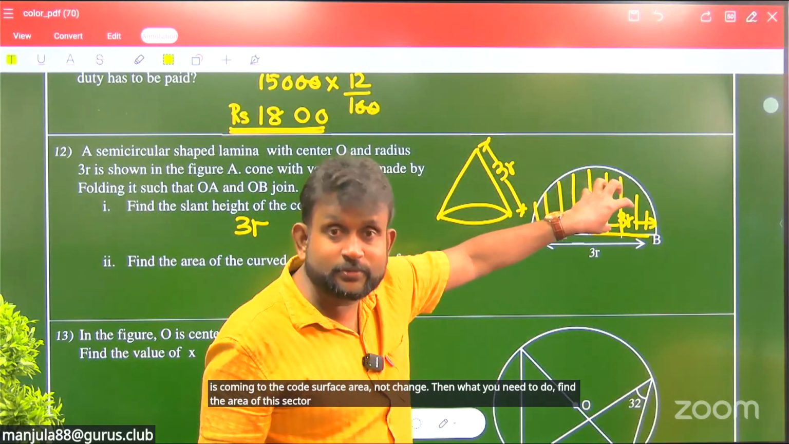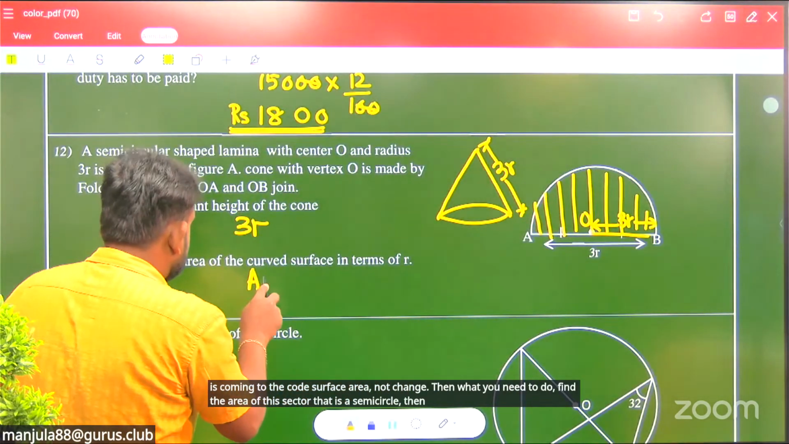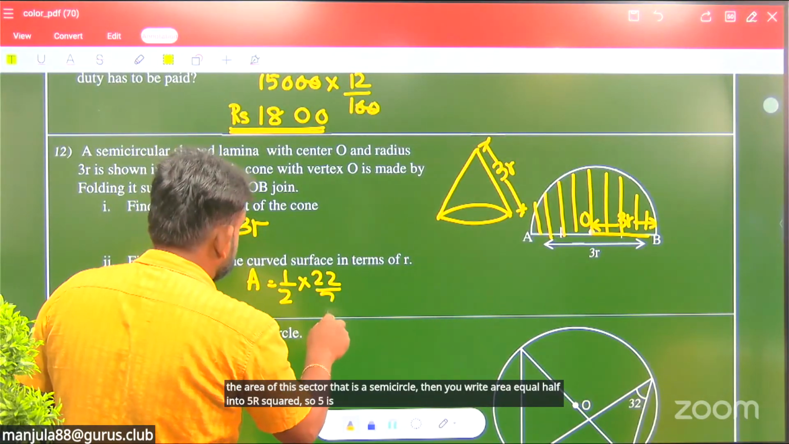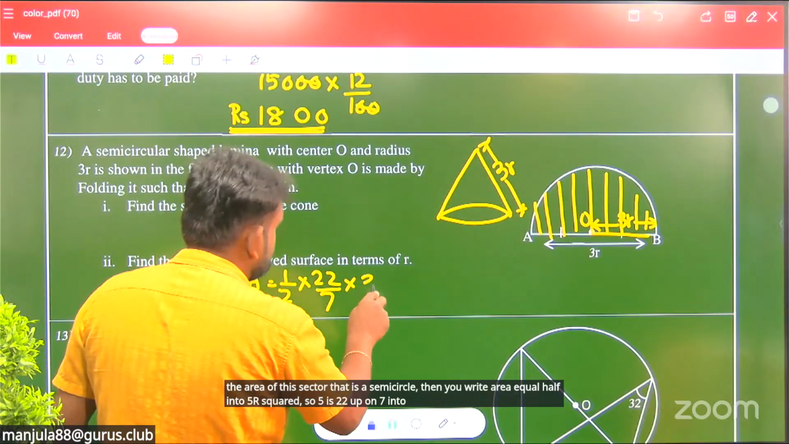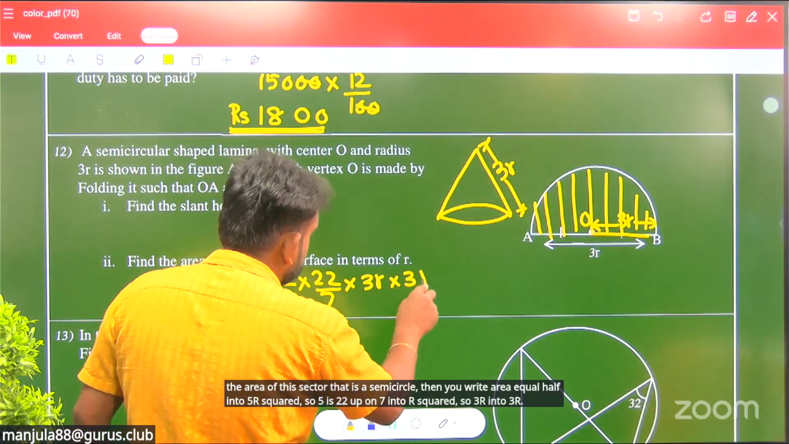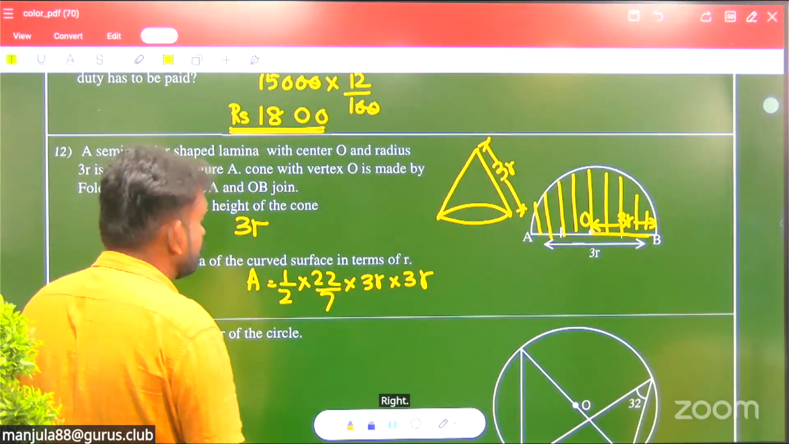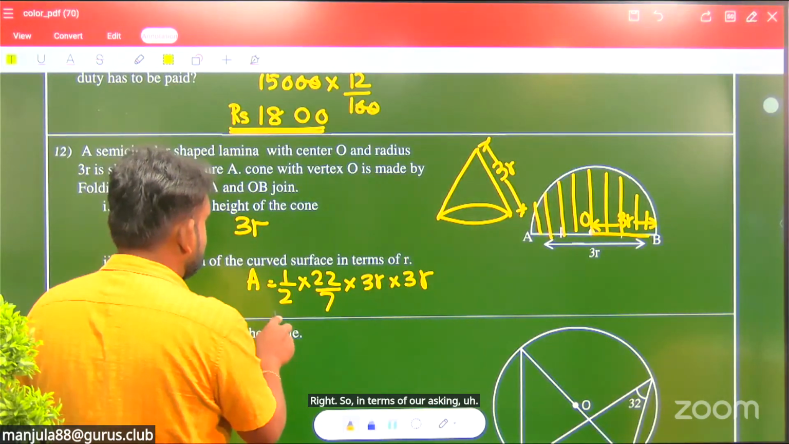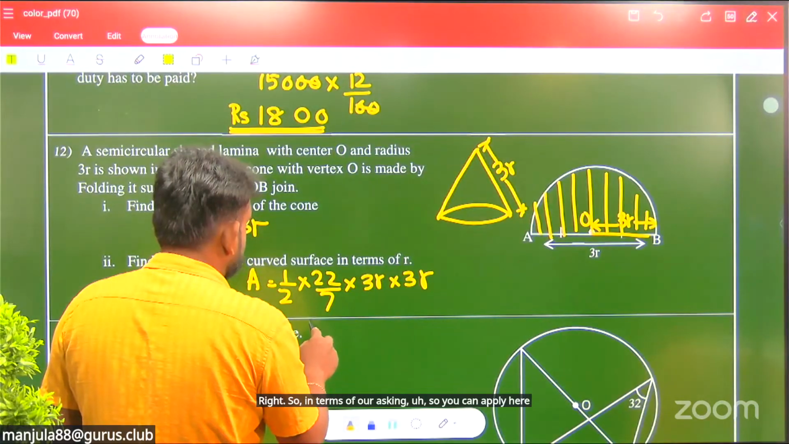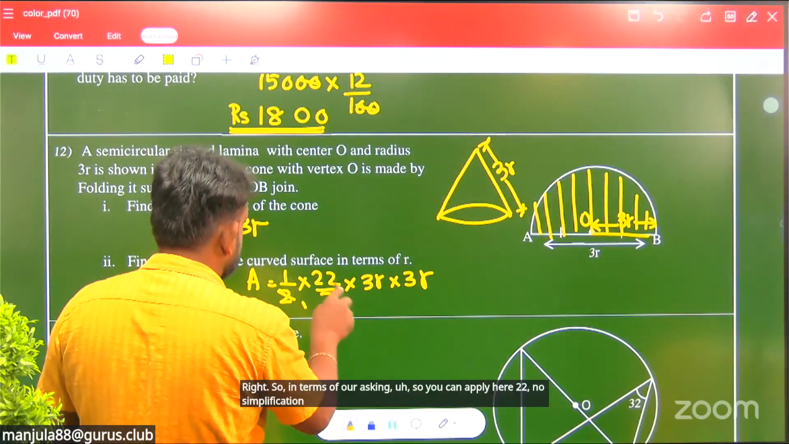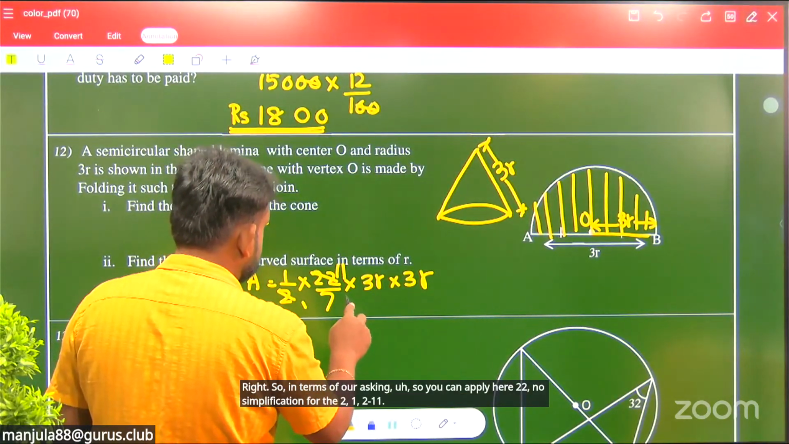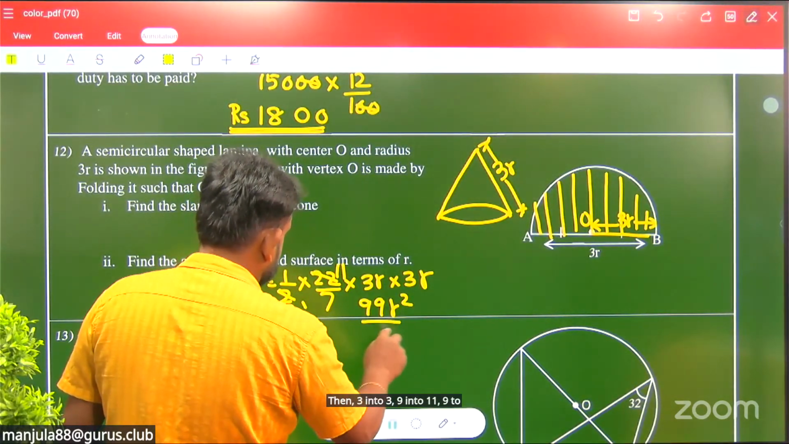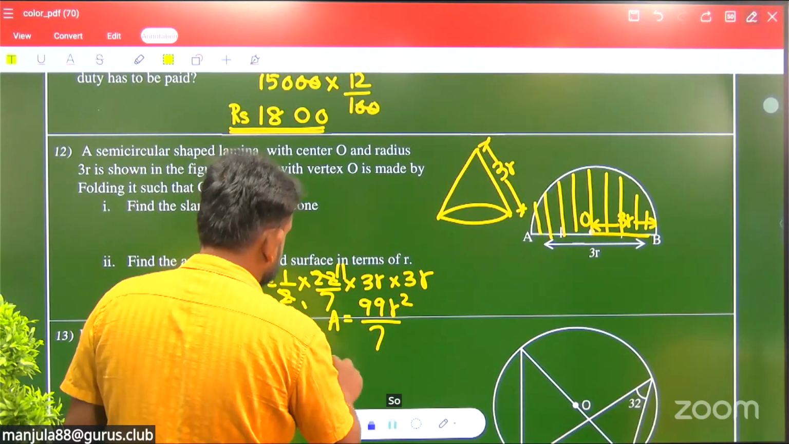So that is a semicircle. Then you write area equal to half into πR squared. So π is 22 upon 7, into R squared. So 3R into 3R, right? In terms of what they are asking, you can apply 22 here, no simplification for the 2, so 1, 2, 11. Then 3 into 3, 9, into 11, 99 R squared upon 7. So that is the curved surface area.